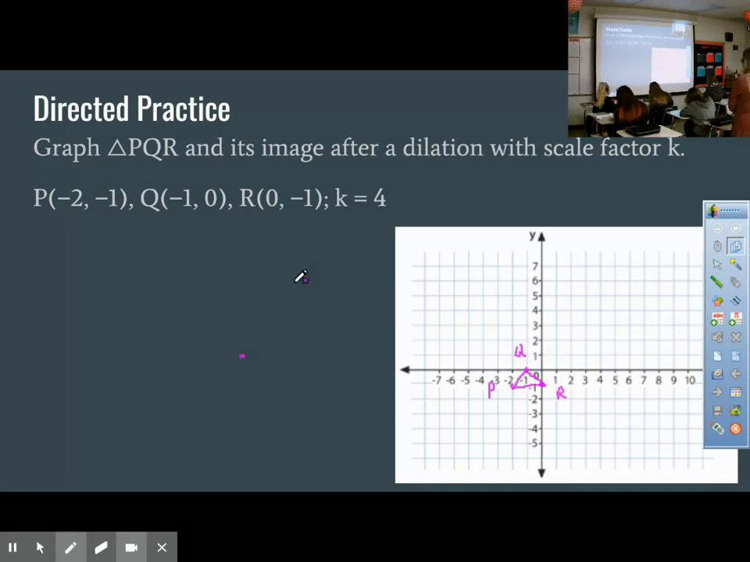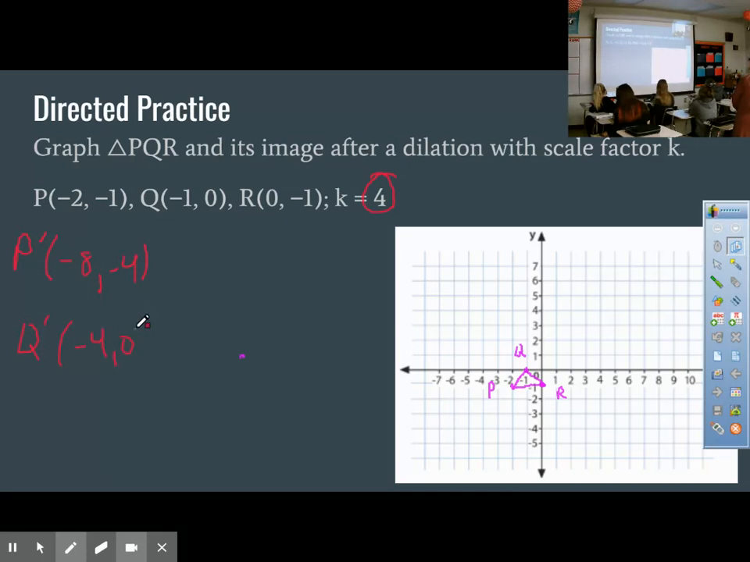Okay. And then it says it has a scale factor of 4. All right, Maddie, what is this k equals 4? What am I going to do with that 4? Multiply the 4 by each coordinate. Yeah, multiply this 4 by everything here. So what do I get for P prime, Abby? (-8, -4). Perfect. What about Q prime, Grace? (-4, 0). And what about R prime, Natalie?